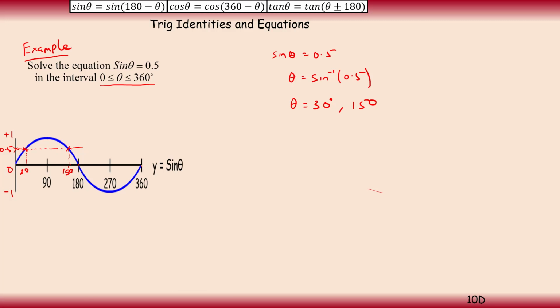If we had to extend the curve, then we would have other solutions if they said it was beyond 360. But we're going just for the interval that we've been given. So hit pause, write the example down, make sure you sketch the curve and sketch where 0.5 intersects. I'm sure you'll do a better graph than mine. When you're ready, hit play again, we'll look at another example.